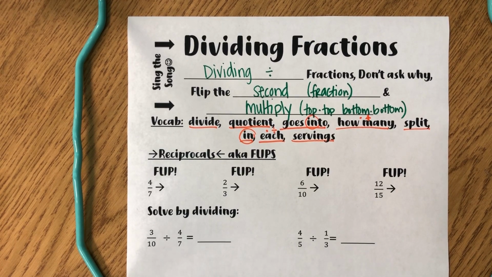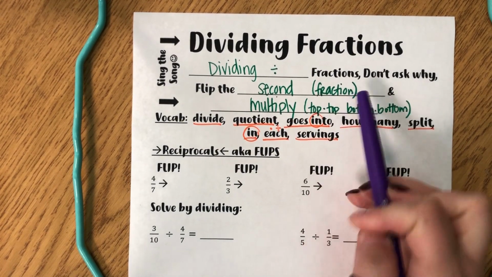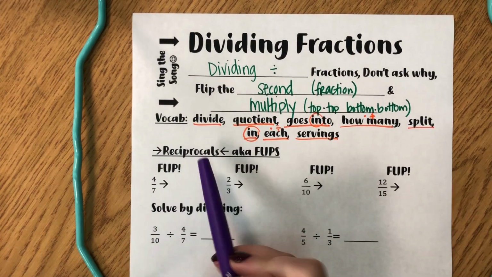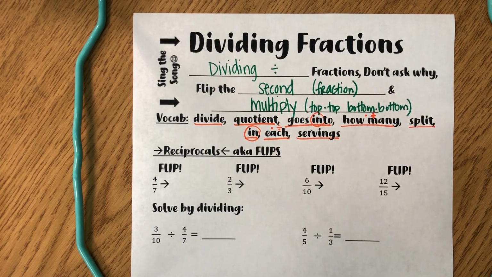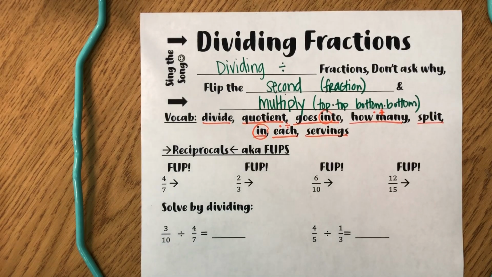One more time, our song is: dividing fractions, don't ask why, flip the second and multiply. When it says flip the second, what they're talking about is called a reciprocal. A reciprocal is just a fancy math word that means to flip the fraction over.